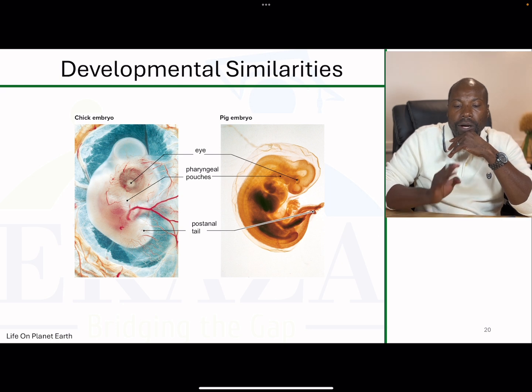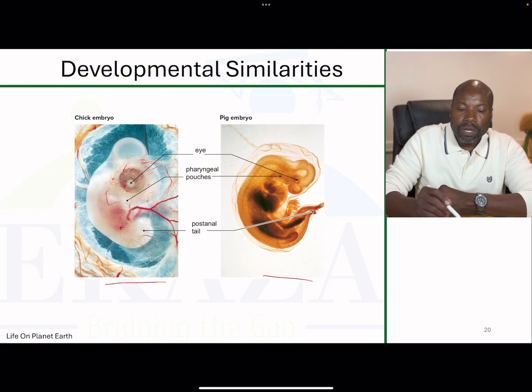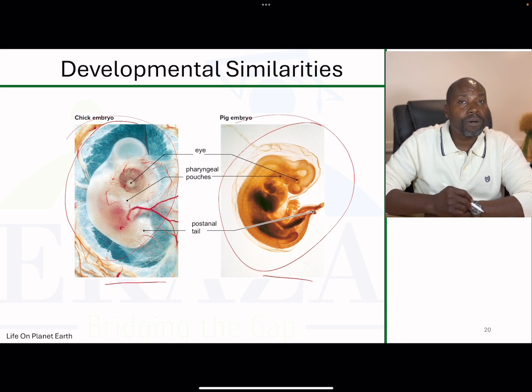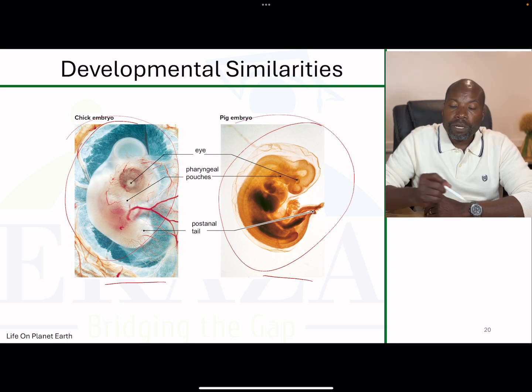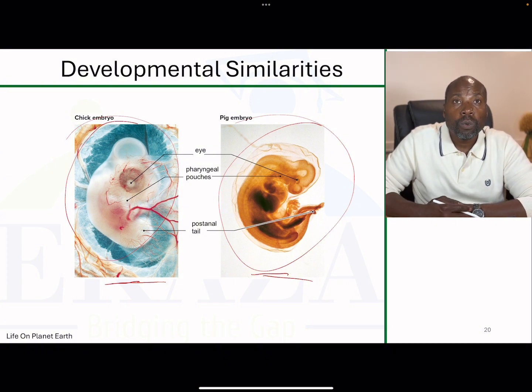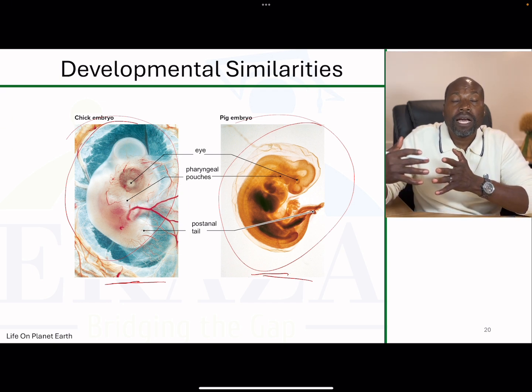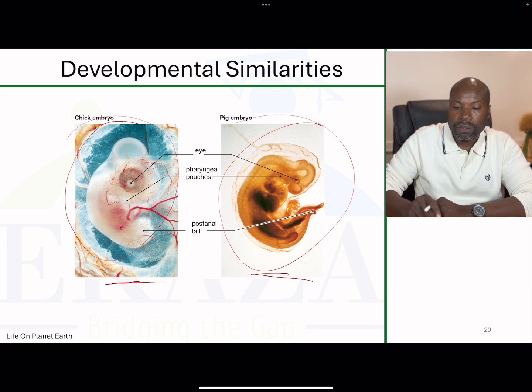Now, other similarities, here we have the embryo of a chick and the embryo of a pig. When we look at these two embryos, they are very similar. Now, if we were to put the embryo of a human at a very early stage, you would see that there is not much of a difference between the embryo of a chick, the embryo of a pig, and a human embryo, which is reminiscent of the fact that the origin may have been the same, right?